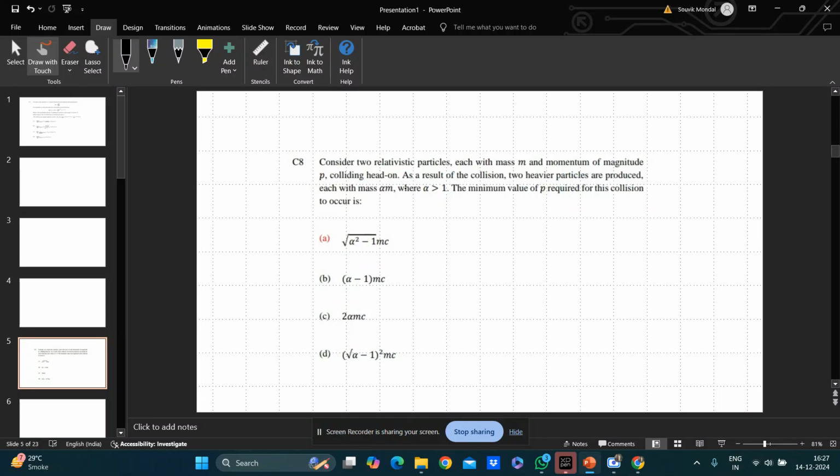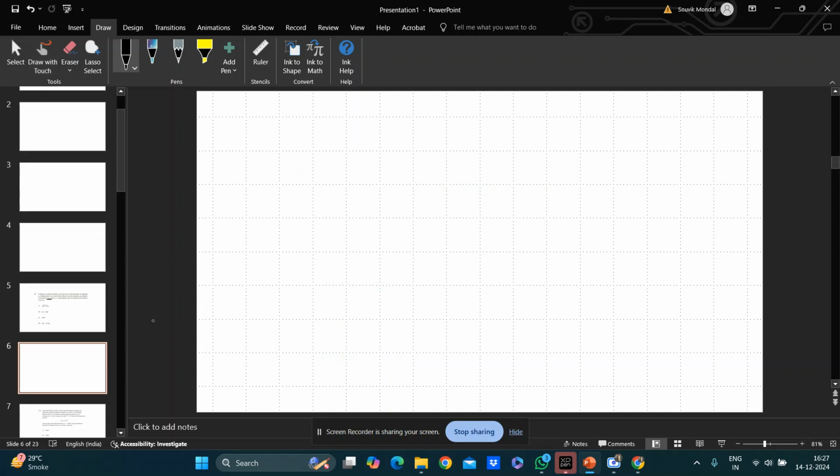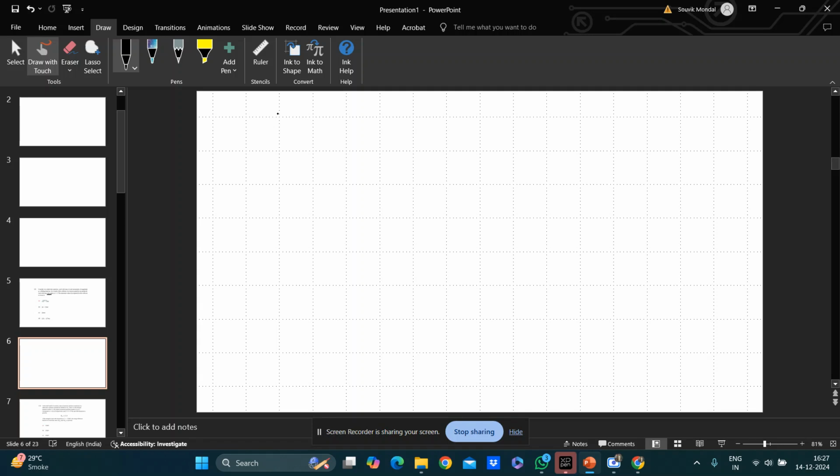Consider two relativistic particles, each of mass m, momentum of magnitude p, colliding head-on. As a result of the collision, two heavier particles are produced, each of mass alpha m. They are asking for the minimum momentum p required for this collision to occur. When the heavy masses alpha m are produced, you can assume that they don't have any kinetic energy at all. They are at rest. Then you have the minimum momentum condition.